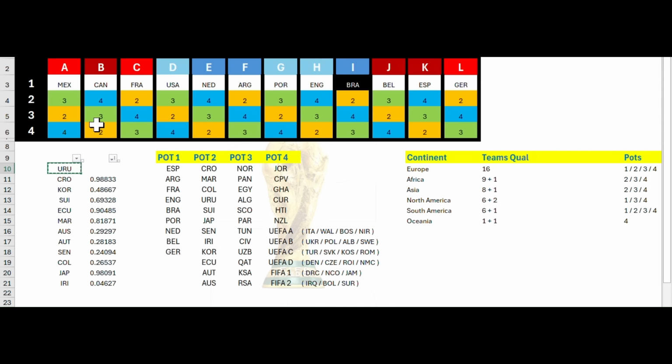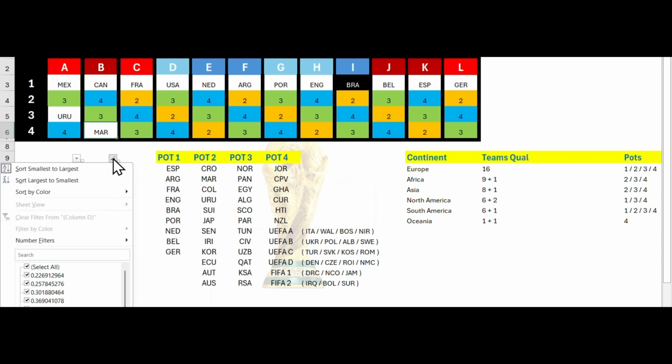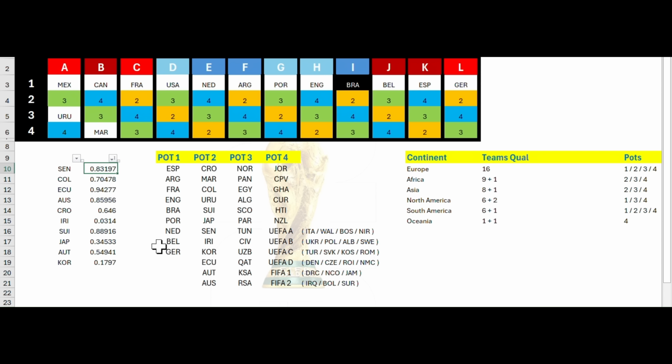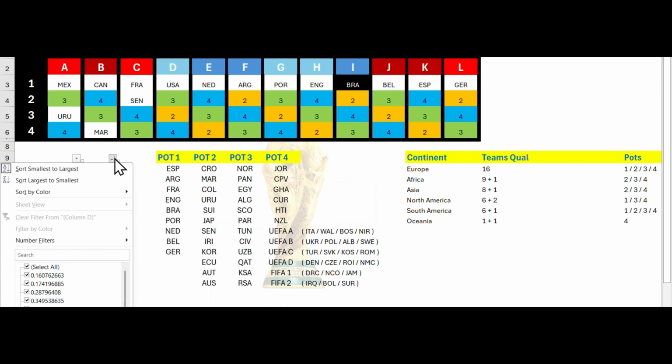That's Uruguay into Group A with Mexico. Morocco going into Canada's group. That would be a rematch from the previous World Cup. Senegal into France's group. I think that was the opening match in 1998. Oh, no, it wasn't. It was 2002 when Senegal won that one.